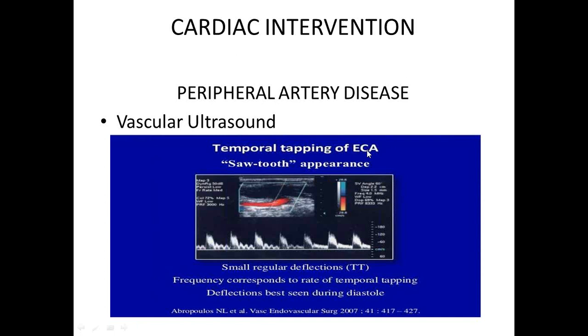You're going to affect the external carotid artery because this blood vessel gives branches to the face. So by tapping the temporal area, you get these small regular deflections there, telling you that this is the external carotid artery, not the internal. Also, the external carotid artery is not a central artery, and the waveform is different. It is triphasic as opposed to just biphasic as the internal carotid artery is. But again, sometimes it's difficult to distinguish them. So by doing the temporal tapping and you see these small regular deflections, you know it's the external carotid artery.